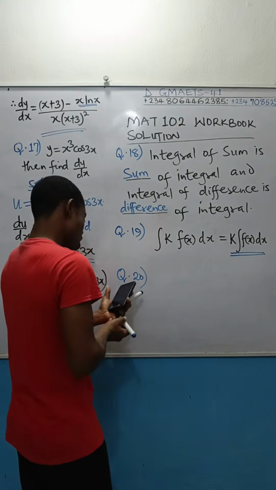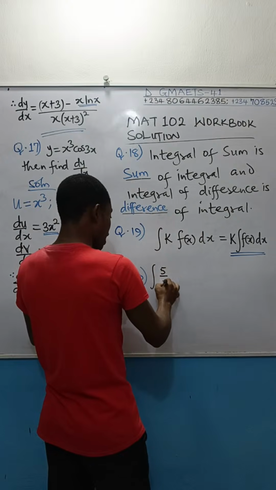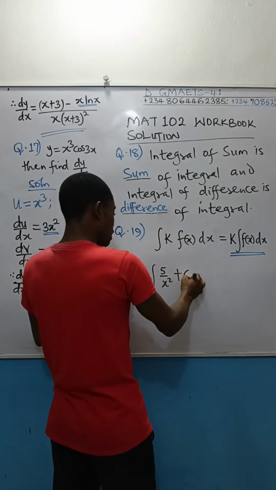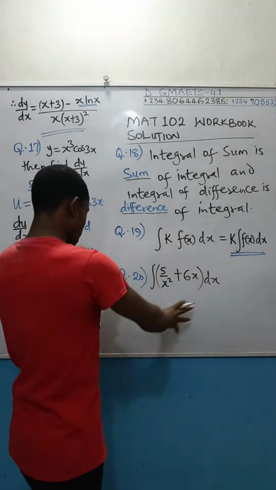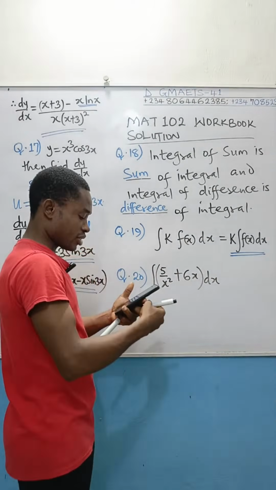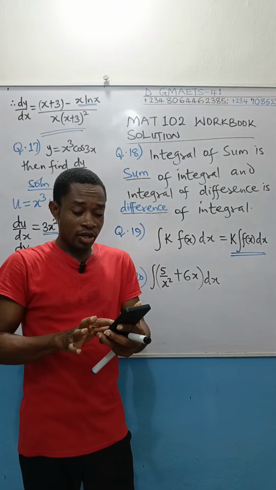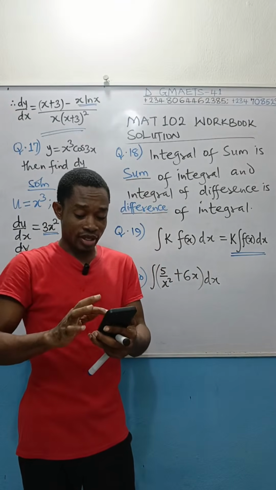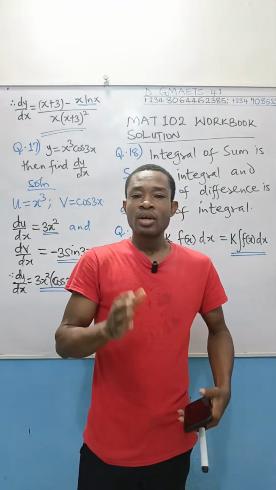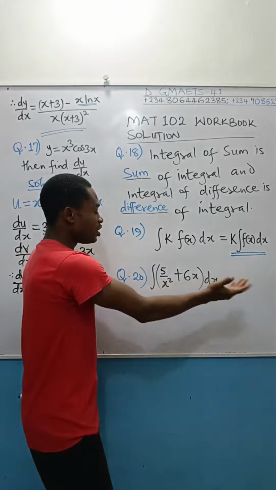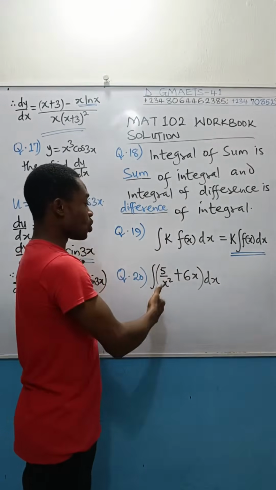Q20. In question number 20, we are given the integral of 5 over the square root of x plus 6x, then dx. You are asked to integrate this term. But one interesting thing about the way the manual presented it is that you weren't actually asked to solve this to the end. In fact, the integral terms were still left.